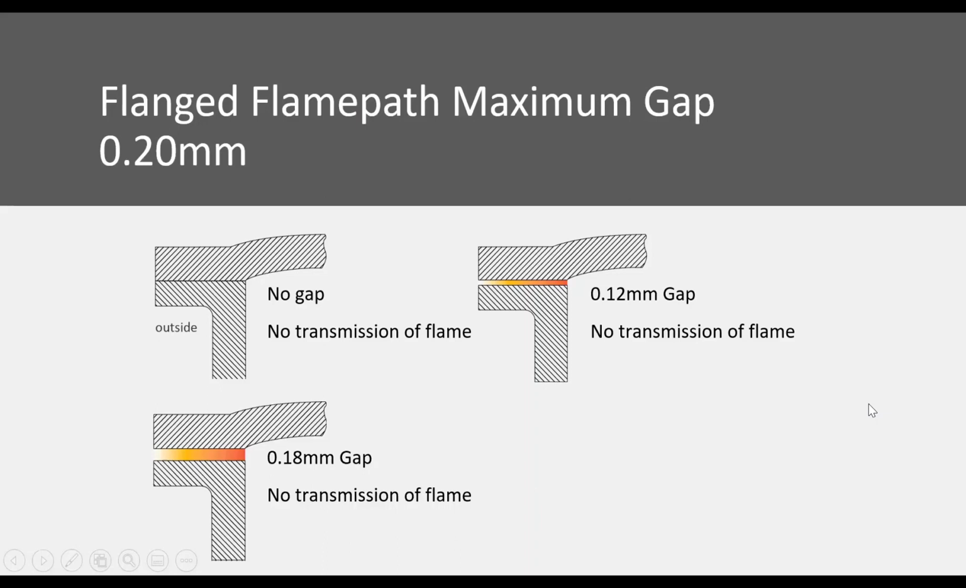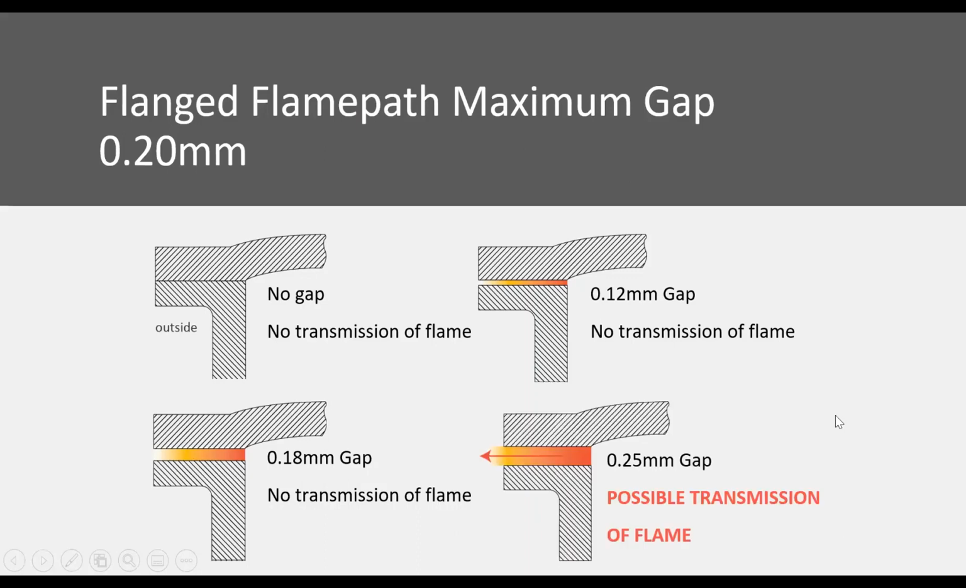At 0.18, there would still be no transmission of flame. The gap would still be arduous enough for the flame to lose its energy before it got outside. If that gap was above the maximum permissible gap, and it came out at 0.25, that could be possible transmission of flame. This is why any repair facility will record, measure and inspect all the flame paths on EXD equipment to make sure that there is no possibility of this ever happening.